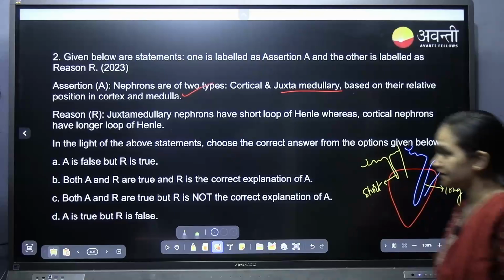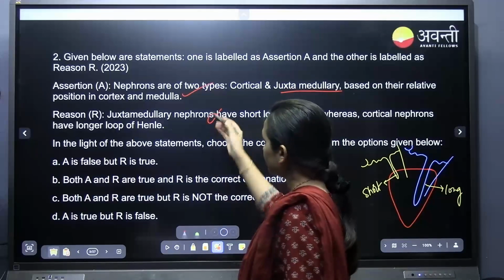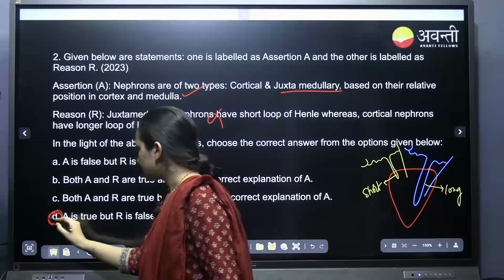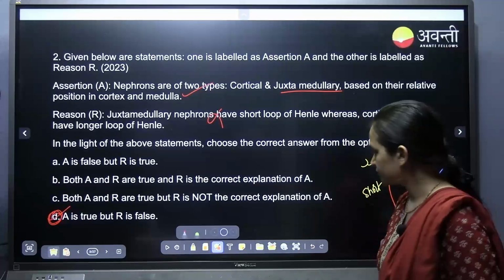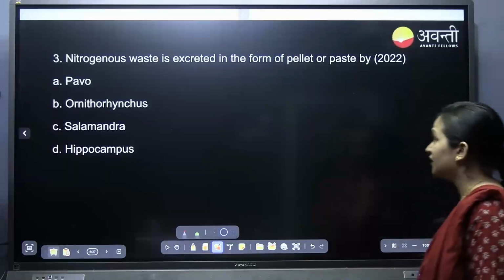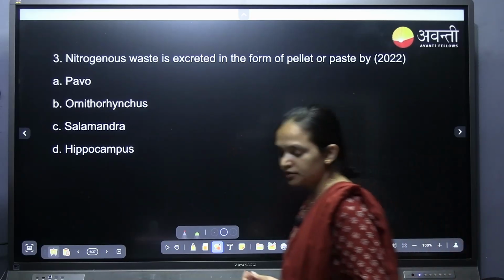Which makes the reason wrong. The reason is wrong here. A is true, R is false. D for Delhi is the right answer. Understood? Going for the next question. Easy question. Just tell me the answer, children.